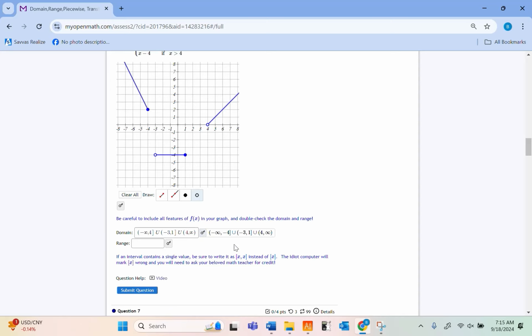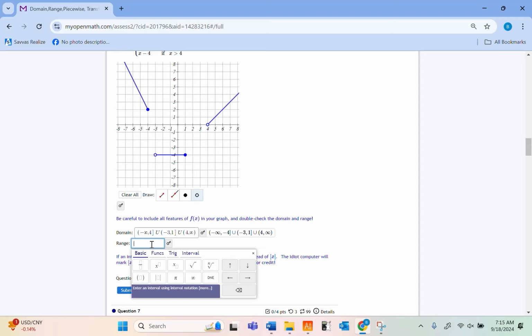Range, we have this, and notice what it says about the computer: it will mark correct things wrong, and you will need to ask your beloved math teacher for credit. I'm not giving you credit. You're going to type it in the way it says to do it, or you're going to miss it. Okay, I don't have that kind of time in my life.